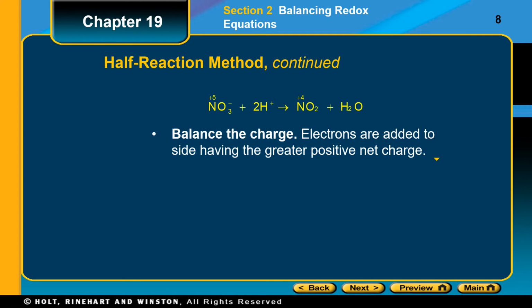The next step again is to balance the charge. If we look at what we have right here, we have nitrate that has a -1 charge. There's my -1. And then we have two hydrogens, each at a +1, so that's a +2. If you take this +2 and the -1 and add those together, you end up with +1. Now on this side, this is a molecule with no charge, and this is a molecule as well with no charge. So the total charge on this side is 0.